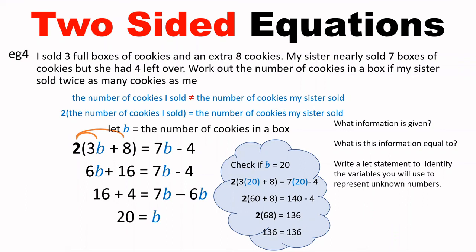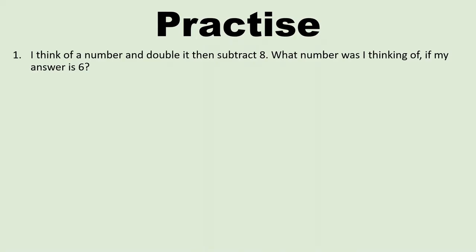Now, how was that? I'm sure you're finding these questions a bit wordy, but I'm hoping that you're ready to try and give it some practice on your own. Question 1, I think of a number. You can use any letter you like to represent that number. Then I double it and subtract 8. What was the number I was thinking of if my answer is 6? So something's equal to 6 here. Set up an equation and solve it.